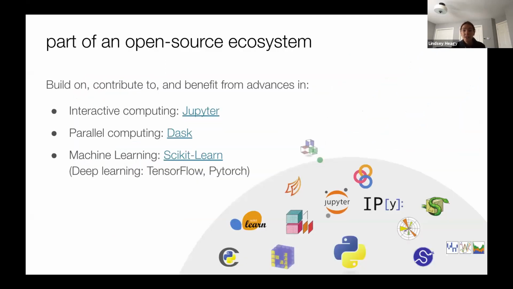And so, as I mentioned, Simpeg is one set of tools in the open source ecosystem, but the Python ecosystem is very broad and serves a lot of different use cases and a lot of different researchers. What's really interesting about being part of this ecosystem is that we can benefit from and build upon advances made in other communities.